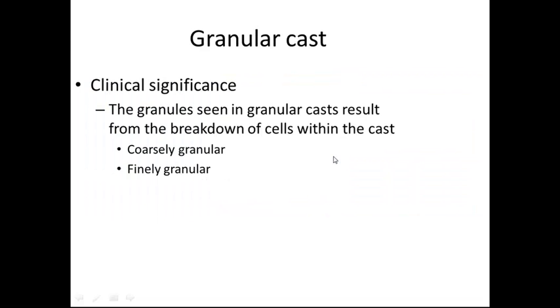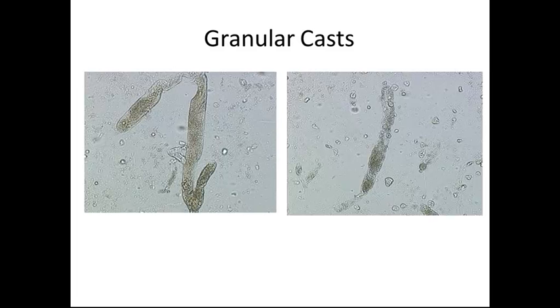In this picture, granular cast. The clinical significance: the granules seen in a granular cast result from the breakdown of cells within the cast. There can be coarsely granular or fine granular. There's really not a huge difference between the two, and you won't need to differentiate between the two. And these types of casts result from stress, strenuous exercise, or nephrotic syndrome, and oftentimes congestive heart failure patients.